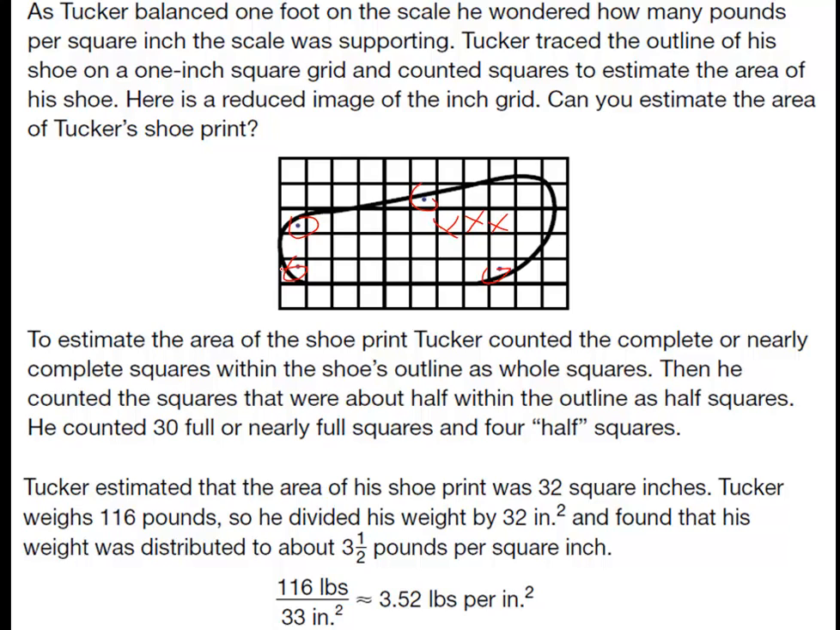And he weighed 116 pounds. So he divided those to figure out how much per square inch he had. So Tucker's estimate was 32 square inches. He found that his weight was distributed to be about 3.5 pounds per square inch, but he divided by 32. You wouldn't want to divide by 33 here.